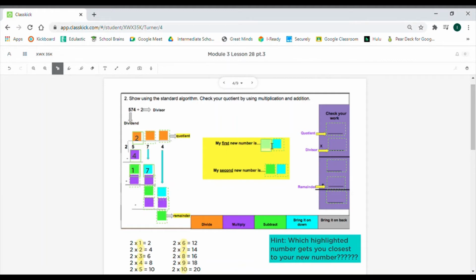In my green box, what number did I have? Right here. Yeah, a 1. And in my turquoise box, what number did I have? Yeah, a 7. So what's my first new number?